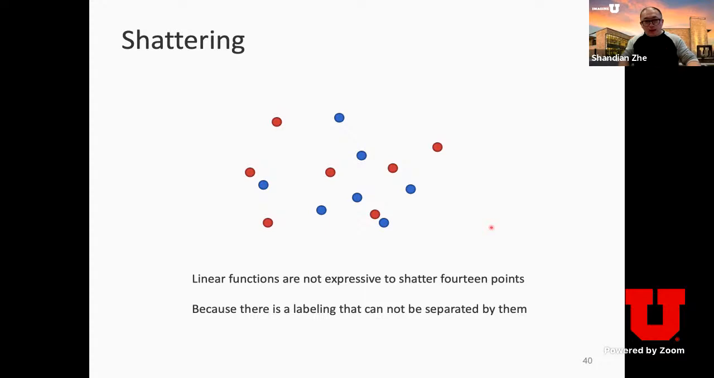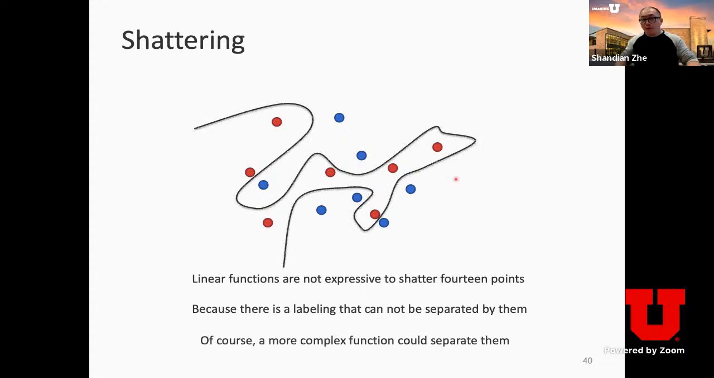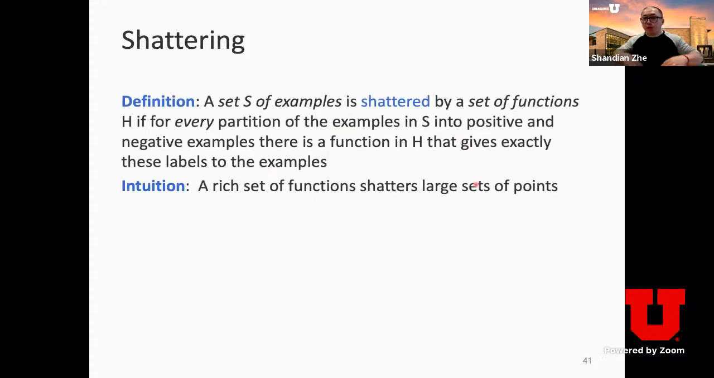And actually a more feasible classifier will be a nonlinear one. You just draw a curve which can well separate all the red points from the blue points. So of course, that means linear classifiers are not powerful enough to shatter 14 points, although they are good enough to shatter only 2 points. So, showing this case just gives a concrete idea about the definition of shattering.